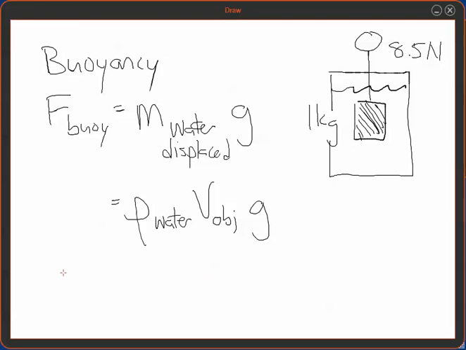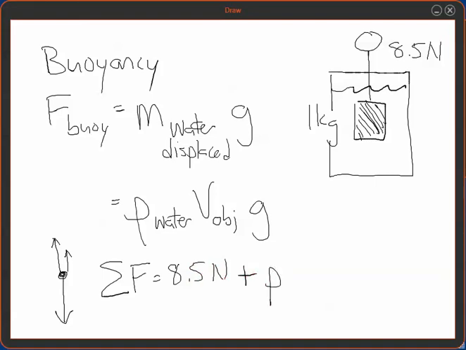Okay, now let's do our free body diagram. So we have gravity downward and two forces upward. We have the spring scale and buoyancy upward and gravity down. The sum of the forces is therefore the spring scale up, 8.5 newtons, plus the buoyant force, which is also up, rho V g, minus gravity, which is down. And because it's not moving, this is 0.